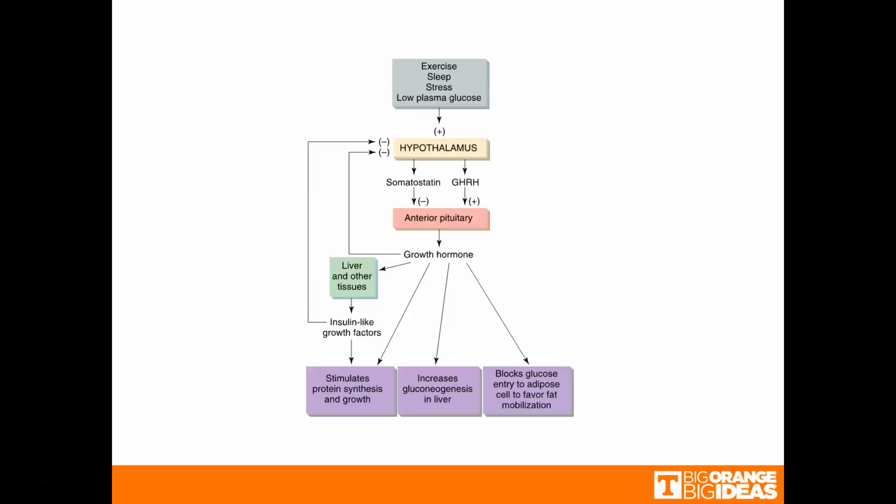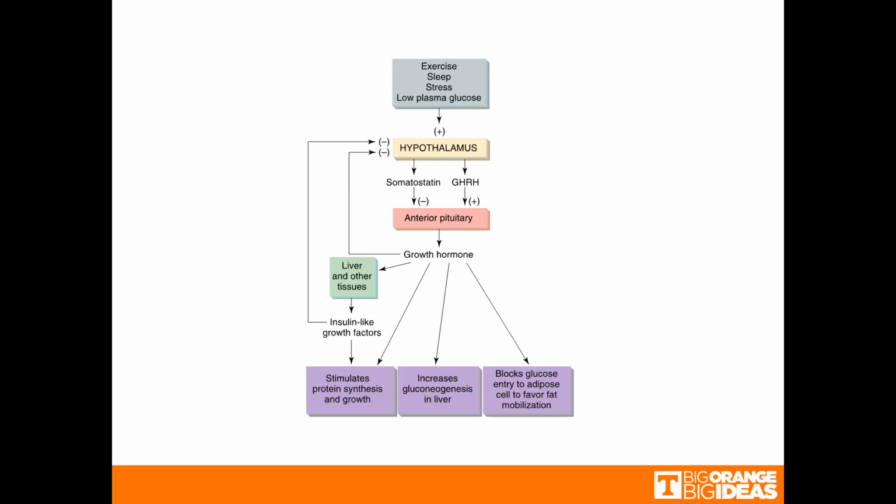And so this figure really shows the different factors that are going to increase growth hormone production. So we see exercise is a stimulant of growth hormone production. Sleep. So when kids are growing, it's very important that they get sufficient sleep because there are big spurts of growth hormone released during that time that kids are sleeping. Stress is going to have an impact on growth hormone release, as well as low plasma glucose.